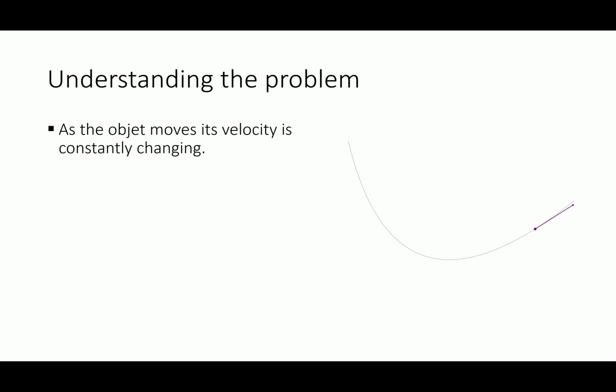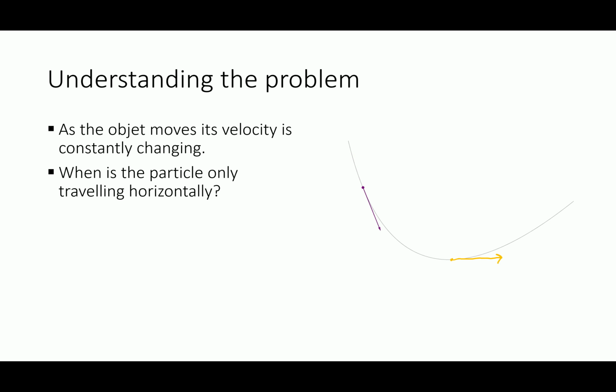particle is constantly moving. Let's say that we're interested in the point where the particle is only travelling horizontally, or as might be phrased in the question, where the particle is travelling parallel to the I direction. That's going to be just here, where the only velocity the particle has is in the I direction. It has no j velocity.